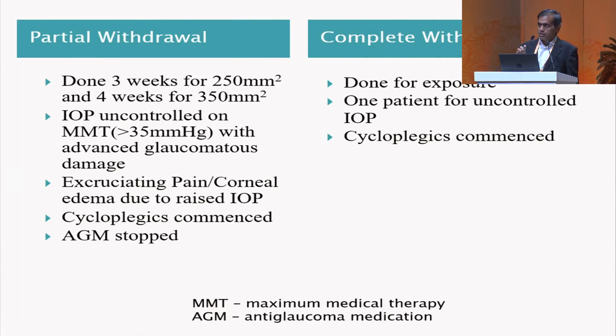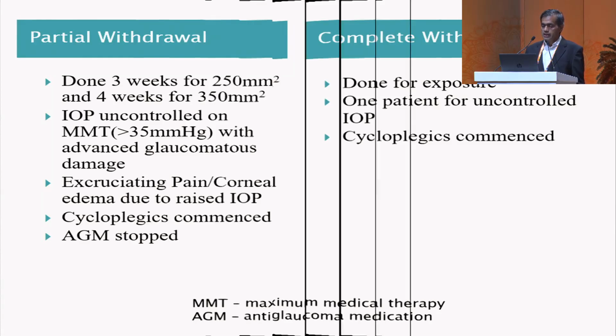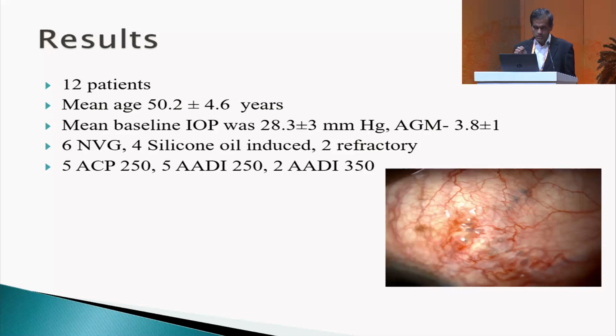So partial withdrawal was done when the IOP was uncontrolled on maximum medical therapy with advanced glaucomatous damage, where it was believed that visual loss is imminent if some action is not taken, or when there was excruciating pain or severe corneal edema because of a raised IOP. And cycloplegics were commenced and the anti-glaucoma medication was stopped. So complete withdrawal was done for exposure and in 1 patient for an uncontrolled IOP at 2 months, and cycloplegics were commenced thereafter.